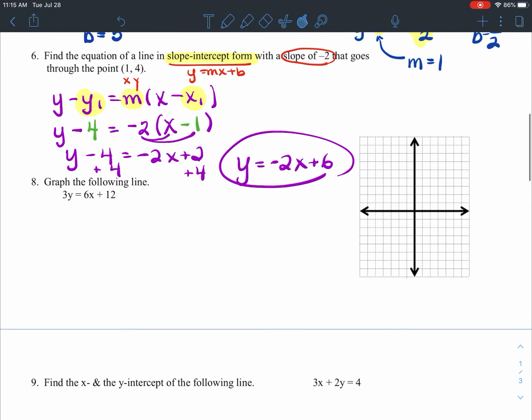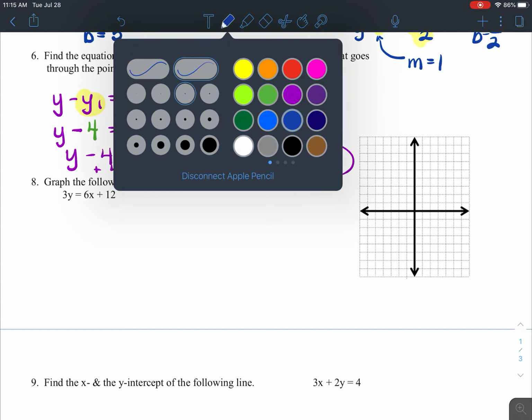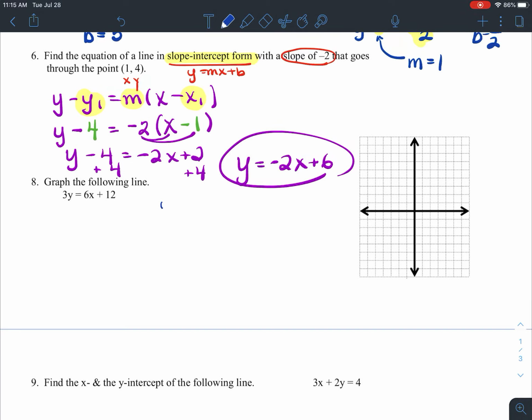Okay, number 8, asking us to graph this line. The most commonly used equation when we're graphing linear equations is slope-intercept form. You do have to have the equation solved for y if you're going to graph it. So that's going to be our first step. We're going to divide both sides by 3. Again, I'm going to encourage you to divide these separately by 3 as opposed to just drawing one big fraction bar.